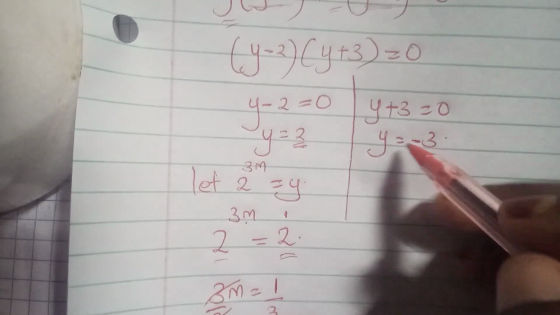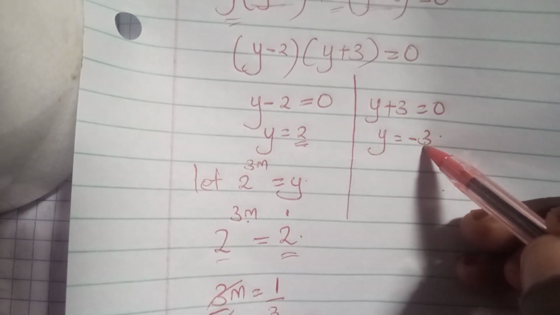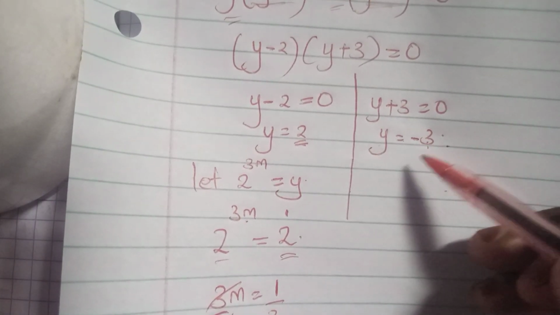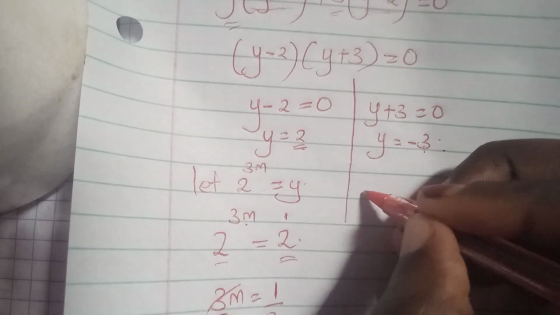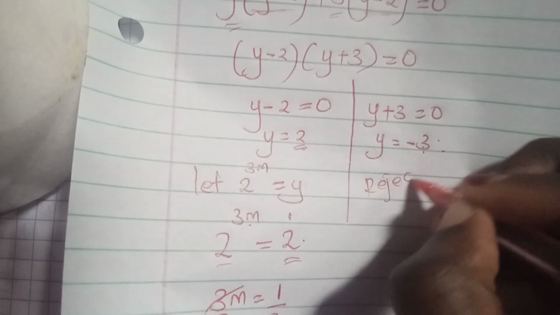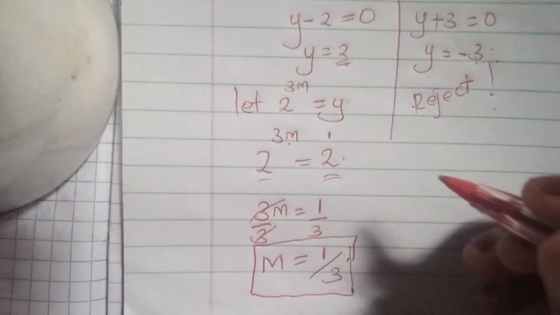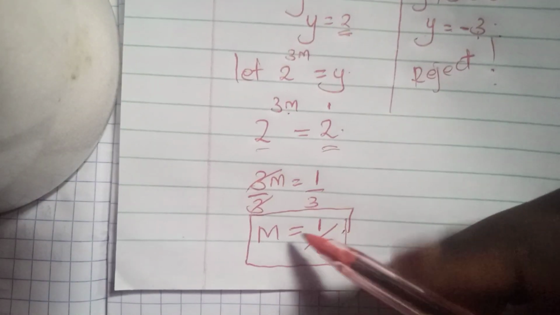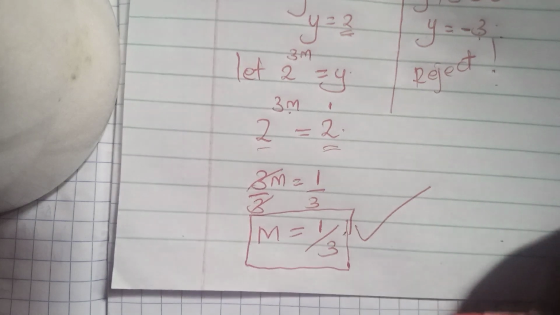And for this side, we have y is equal to negative 3. So this is undefined. We are going to reject it because of the negative, so we will reject or ignore it. So our real value remains as m is equal to a third. And this is the final answer.